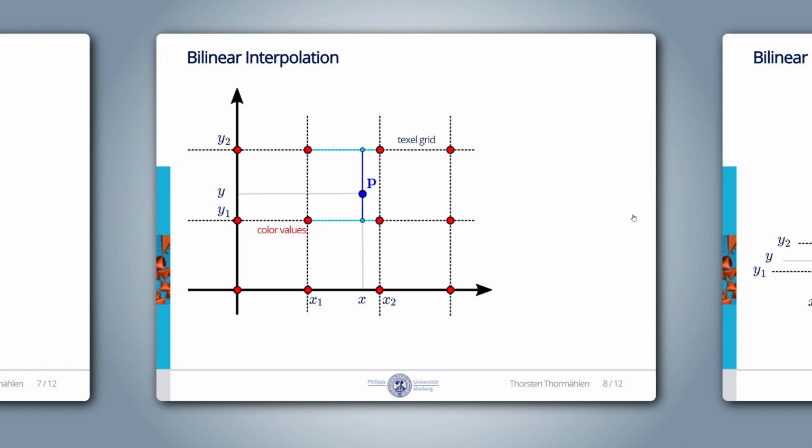The other choice for the magnification filter is linear, which refers to bilinear interpolation. Here's the same setup as before. Again, we want to determine a color value for the location of the blue point. The bilinear interpolation is computed from the color values of the 4 neighboring texels that surround our blue point. The idea of bilinear interpolation is to perform linear interpolations in 2 directions, which are the x and y direction in this example. Thereby it does not matter whether we first interpolate in the x or the y direction. The result is the same.